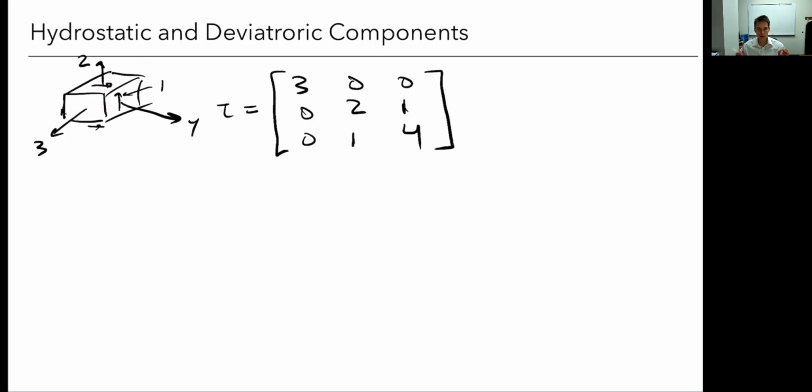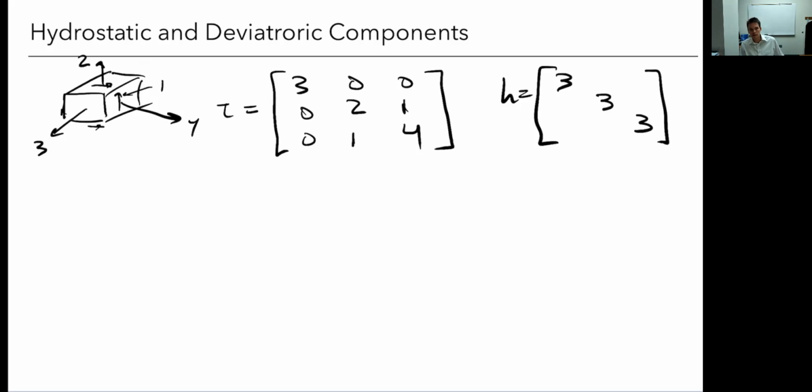I can always divide it into, again, what's called a hydrostatic component and a deviatoric component. The hydrostatic component, the way I figure that out is I take the diagonals here and I average them, and I put that along the diagonal. In this case, the hydrostatic component would be the average of 3, 2, and 4, which is just 3. So it'd just be 3, 3, 3. It's always a constant times an identity matrix, okay?